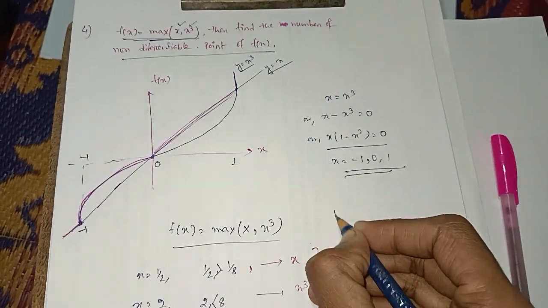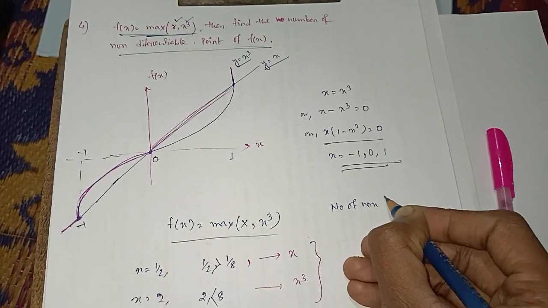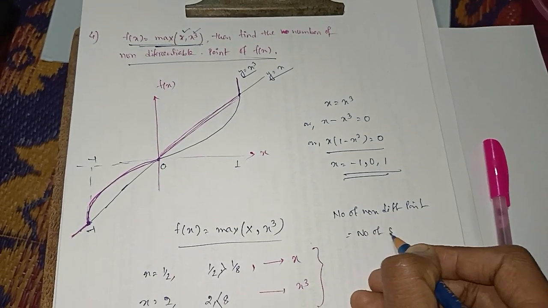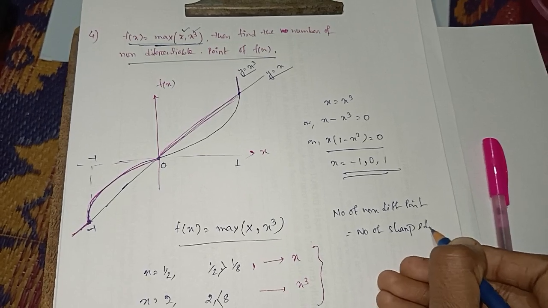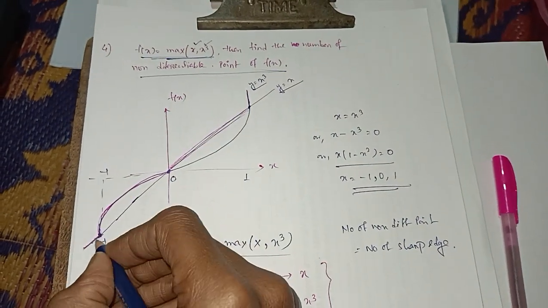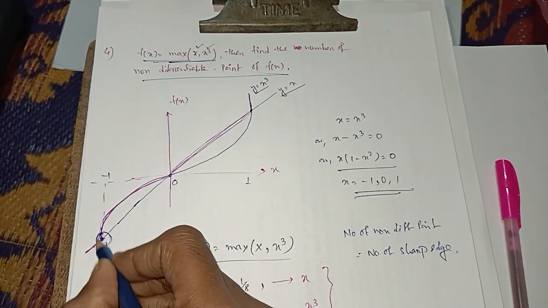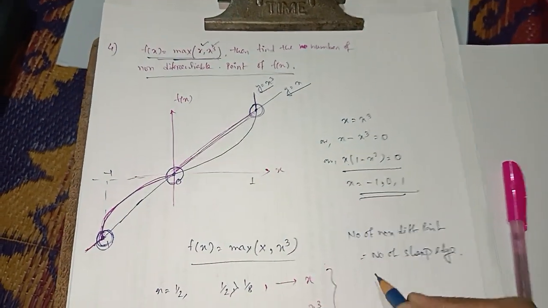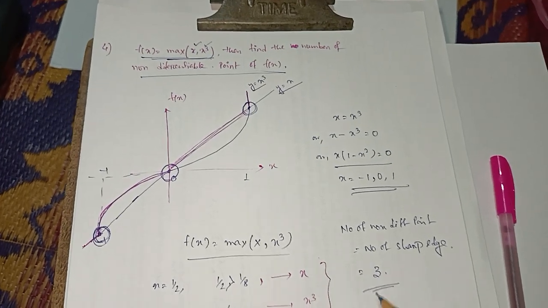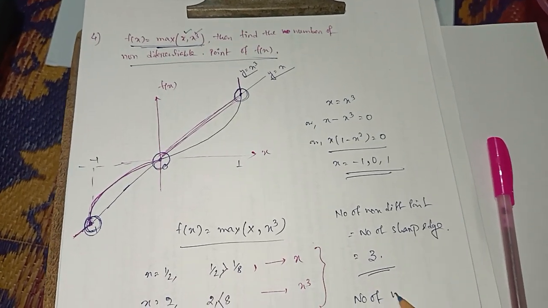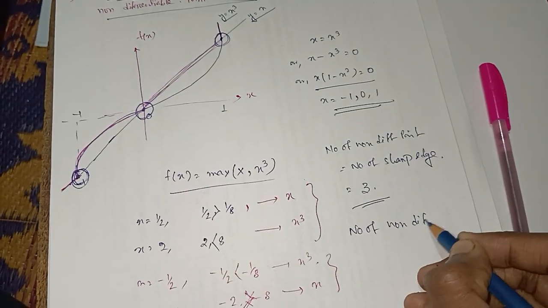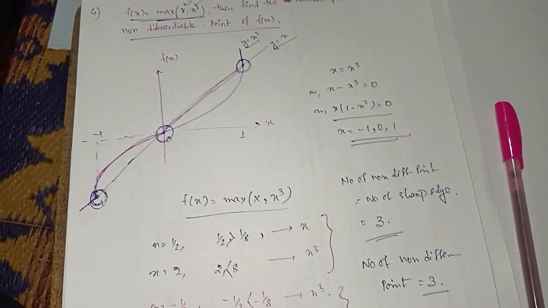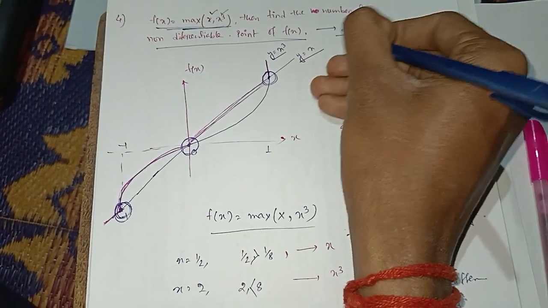The number of non-differentiable points is equal to the number of sharp edges present in the graph. From here we find that this is a sharp edge point, and this one is also a sharp edge point, and this one is a sharp edge point. So the number of sharp edge points is 3. So the number of non-differentiable points is equal to 3. So the answer to the given question is 3.